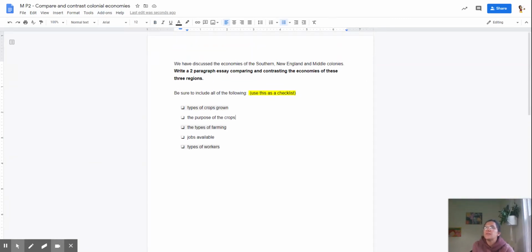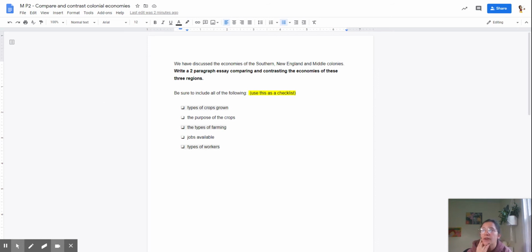Okay, so for part two, the first page is going to look exactly the same as part one. This is because this is just the directions and a little checklist to make sure that you're doing all of the things you're supposed to, right? So we're going to write a two-paragraph essay comparing and contrasting the economy of the three regions.